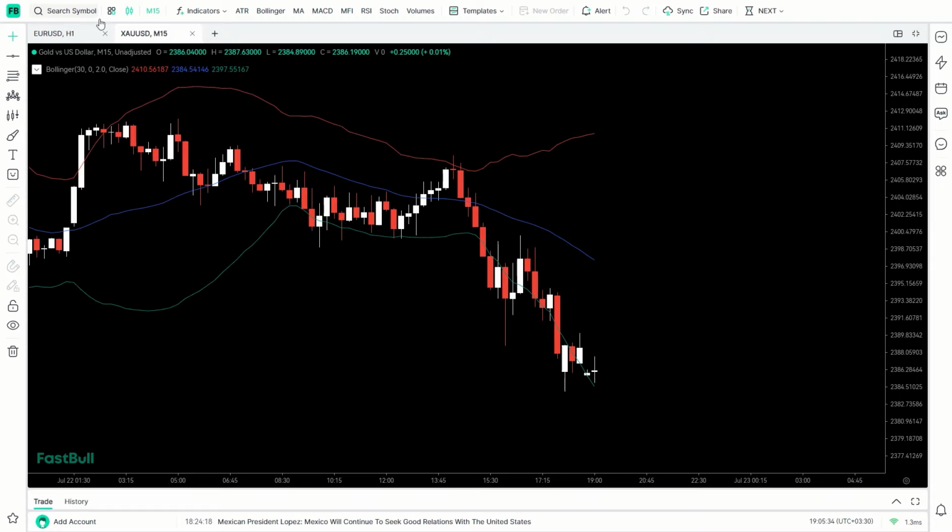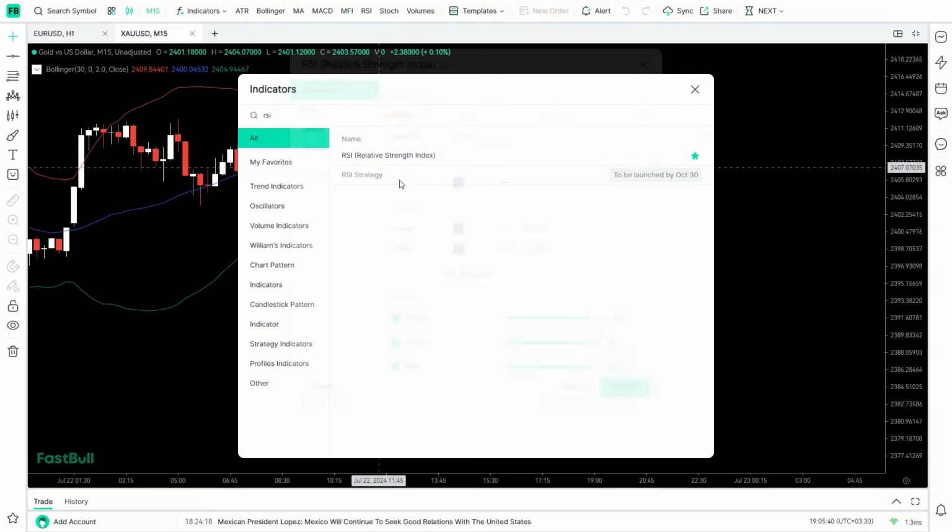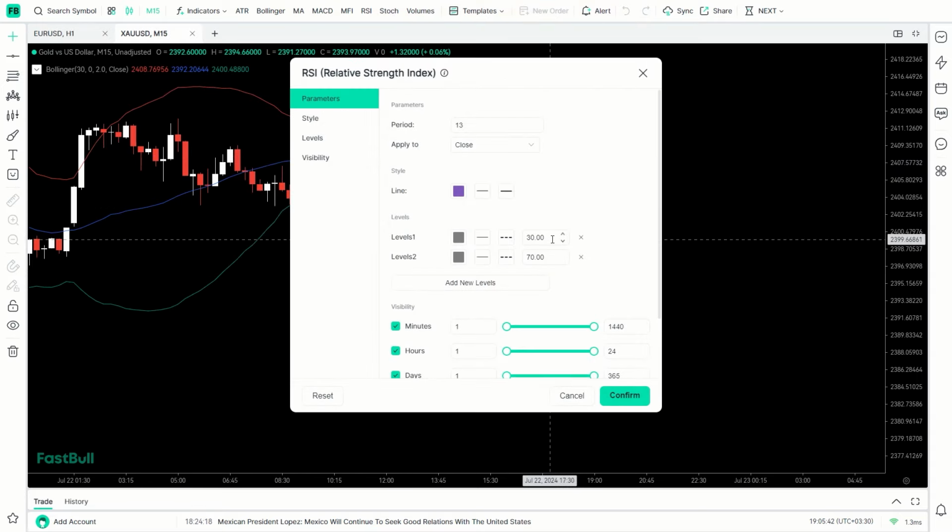With the Bollinger Bands set up, our next step is to add the RSI. Open the Indicators tab, type RSI, and select the Relative Strength Index. Now, let's tweak the RSI settings. Set the upper band to 70 and the lower band to 30. The default length is typically 14, but for our purposes, adjust it to 13.